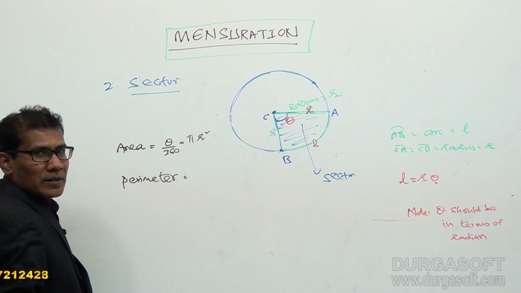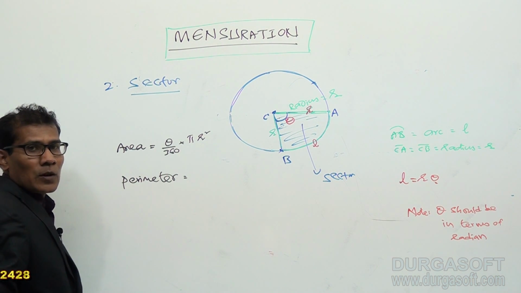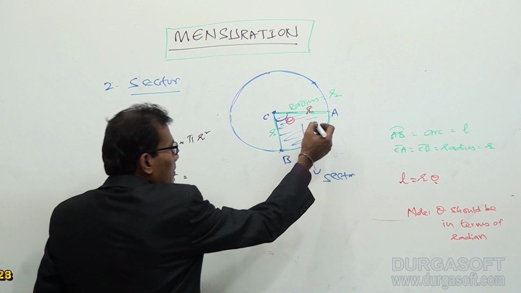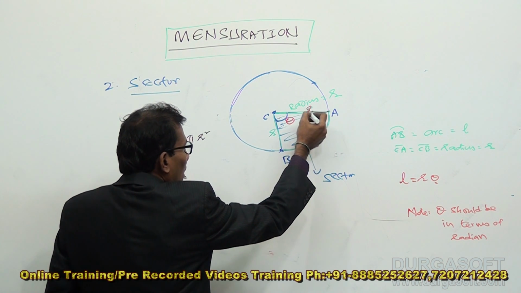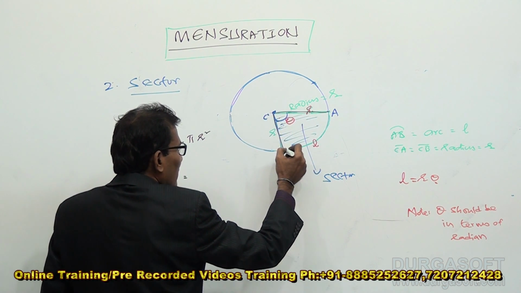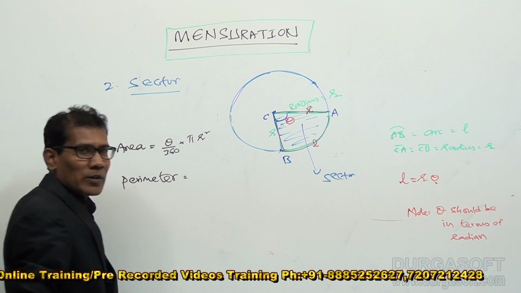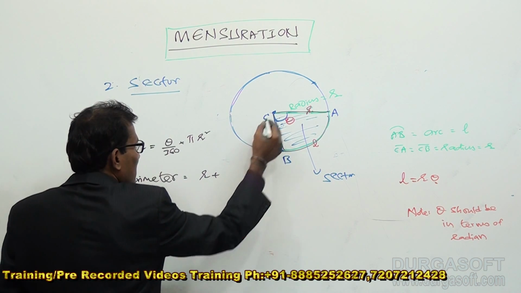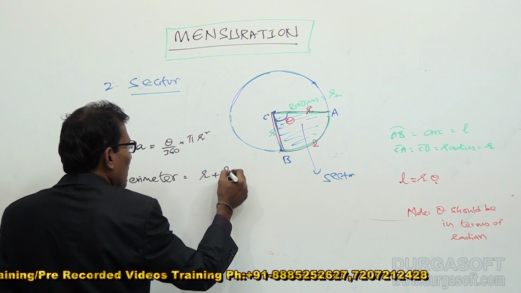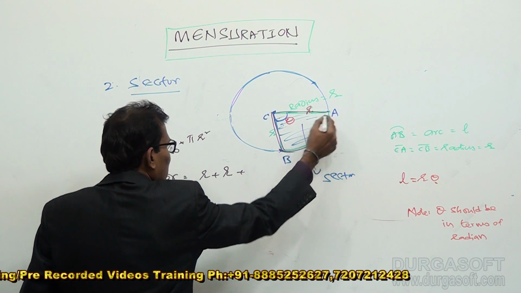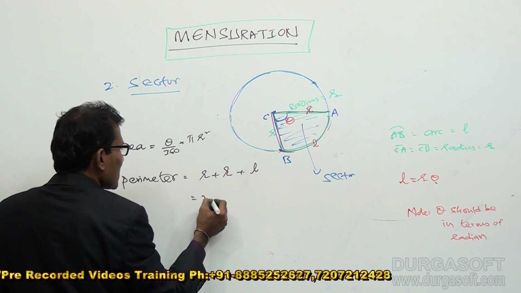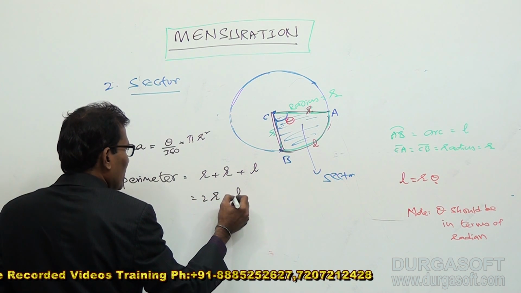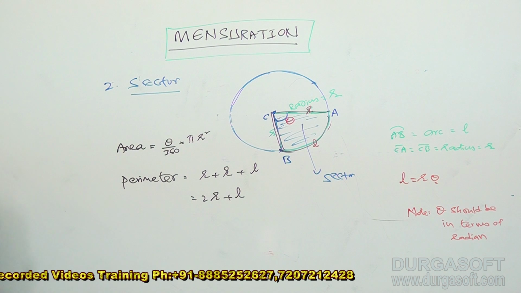And perimeter. Perimeter is nothing but the length around all the boundaries. If we observe here, this is the length R and this is the length R and this is the arc length L. So adding all the boundary lengths, we get the perimeter. That is R plus one more CB, that is R, plus this arc length L. So R plus R, 2R plus L is the perimeter of the sector.